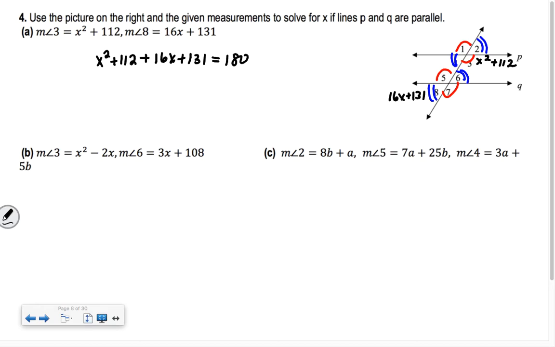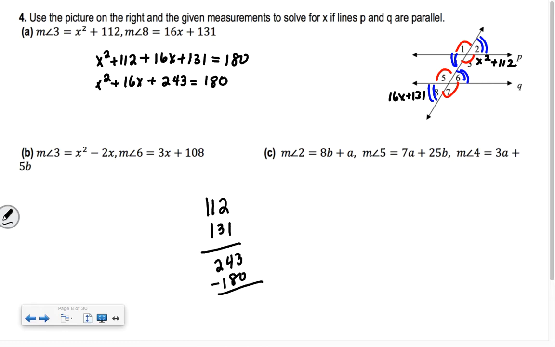All right, so we're going to get everything on one side. So I'm going to have x squared plus, let's see, what do I have when I do 112 plus 131? So 243. So I'm going to have plus 16x plus 243 equals 180. And then I'm going to subtract that 180 over. So when I do, I get 63. So I have x squared plus 16x plus 63 equals 180.